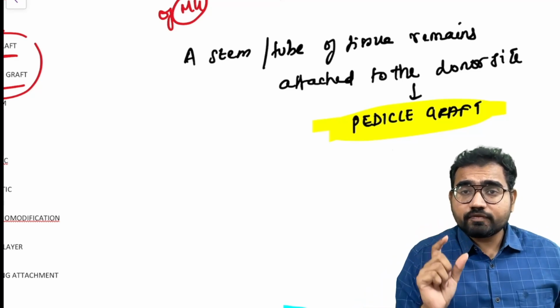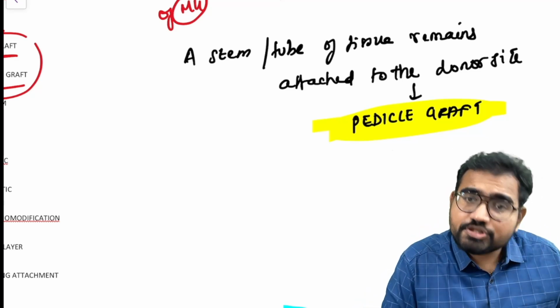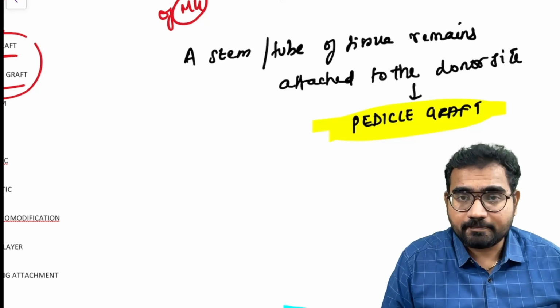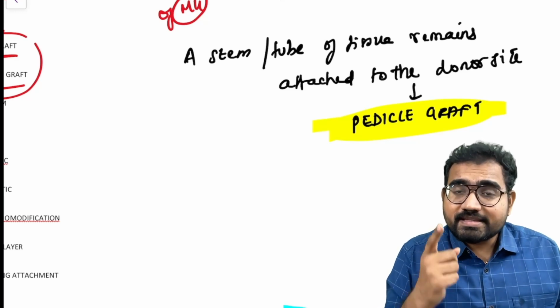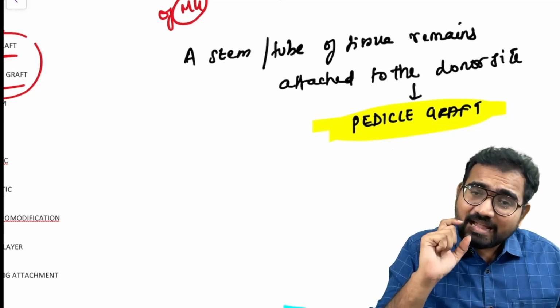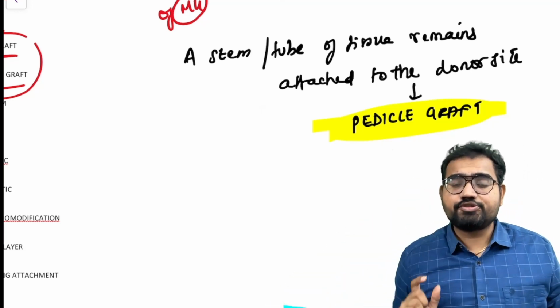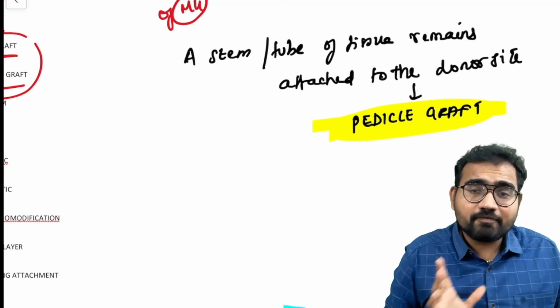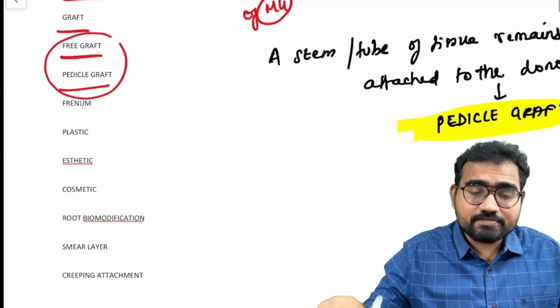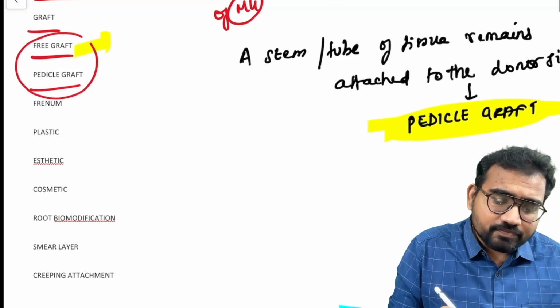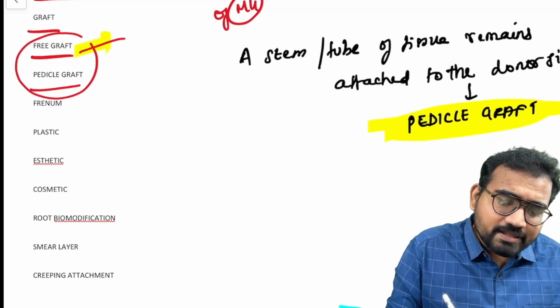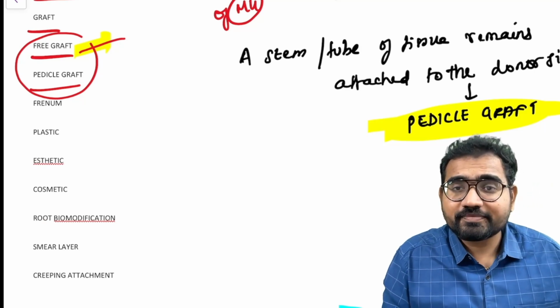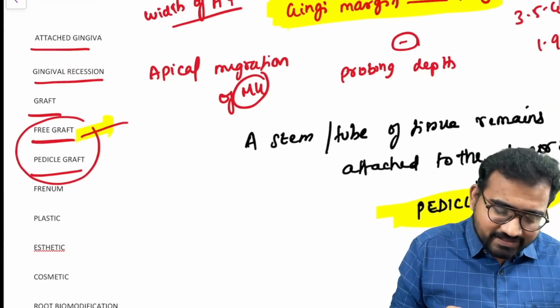So a piece of tissue will be attached to its original site, right? Say for example, I'm completely taking the tissue and placing it somewhere and suturing. That becomes a free graft. Can you tell me an example of a free graft? Excellent.